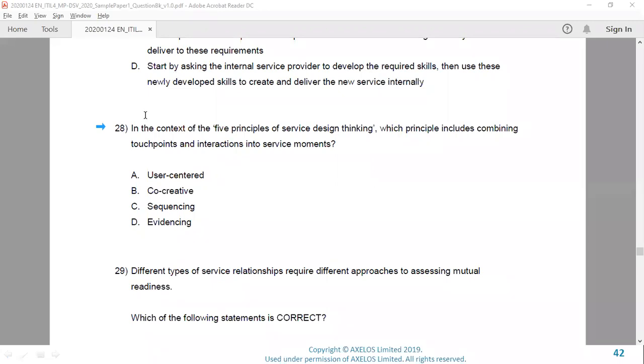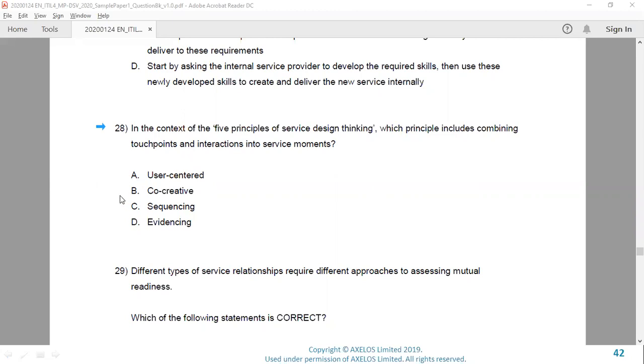Question number 28. In the context of the 5 principles of service design thinking, which principle includes combining touch points and interactions into service moments? User-centered, co-creative, sequencing, and evidencing. User-centered is about putting customers and users at the center of the design process, meaning genuinely understand the needs of the users and customers. And the question is about combining touch points and interactions into service moments.